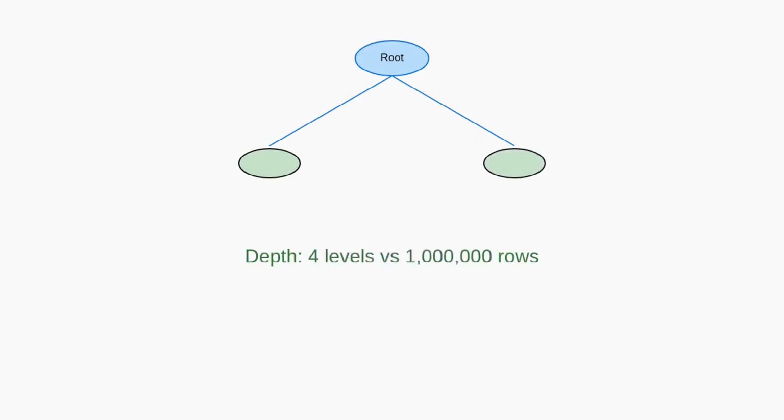This hierarchy is what makes indexes so powerful. For a table with 1 million rows, a well-balanced B tree might only be 3 or 4 levels deep. This means instead of checking a million records, the database only performs 4 comparisons. It's the difference between walking across a continent and taking a supersonic jet.